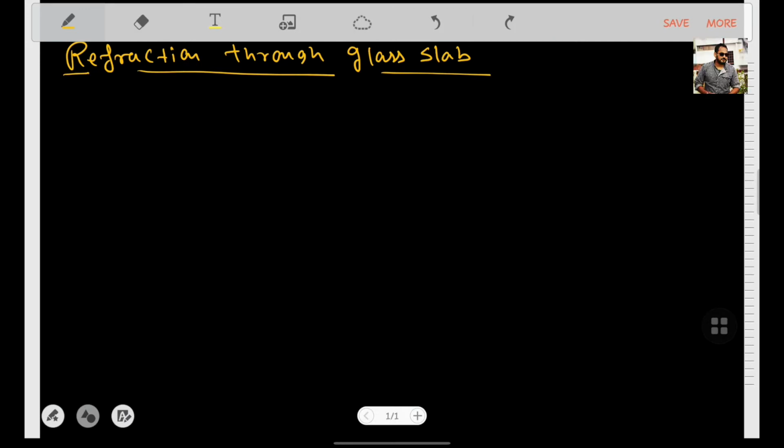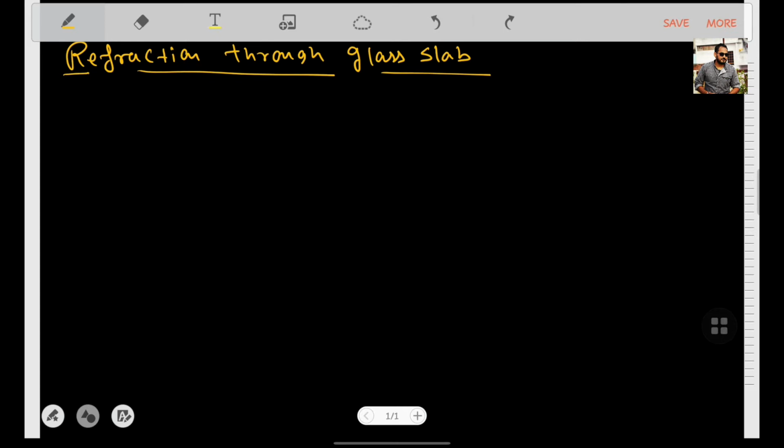Everyone, today we are going to discuss the refraction through a glass slab. Glass slab, you know very well that it is a transparent kind of thing, so light ray can easily pass through it. And in shape, it will be a rectangular one, where the opposite sides will be equal and also parallel to each other.